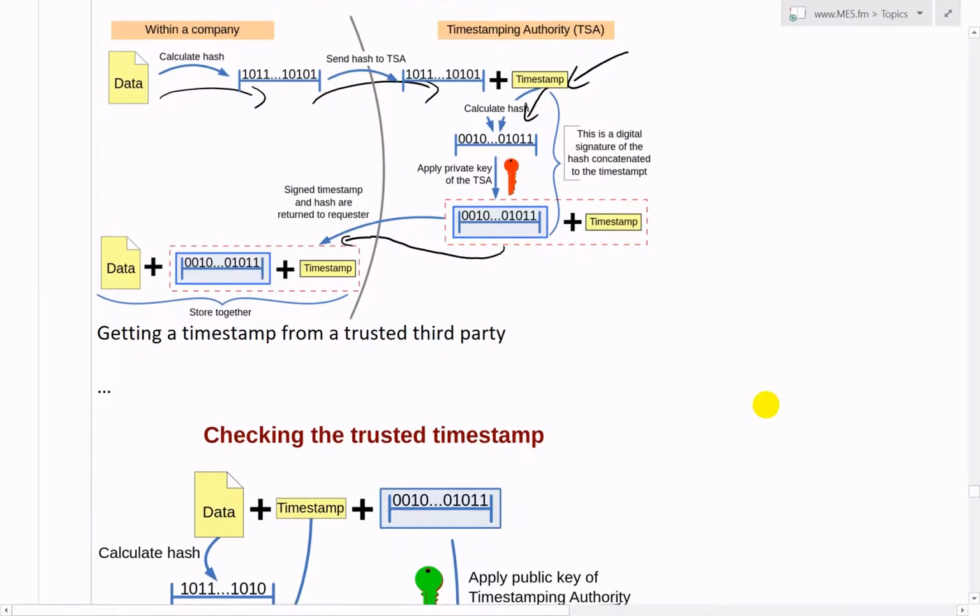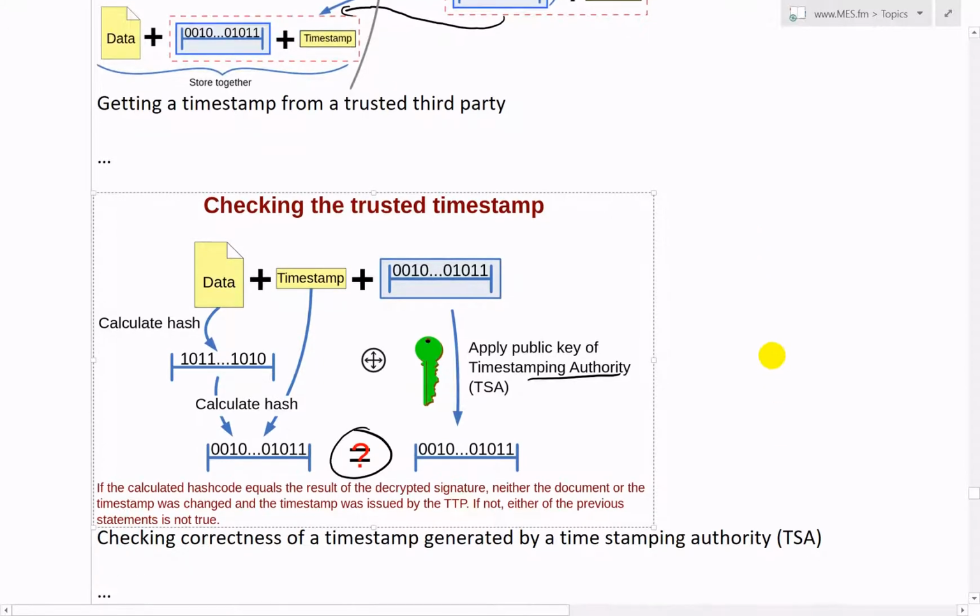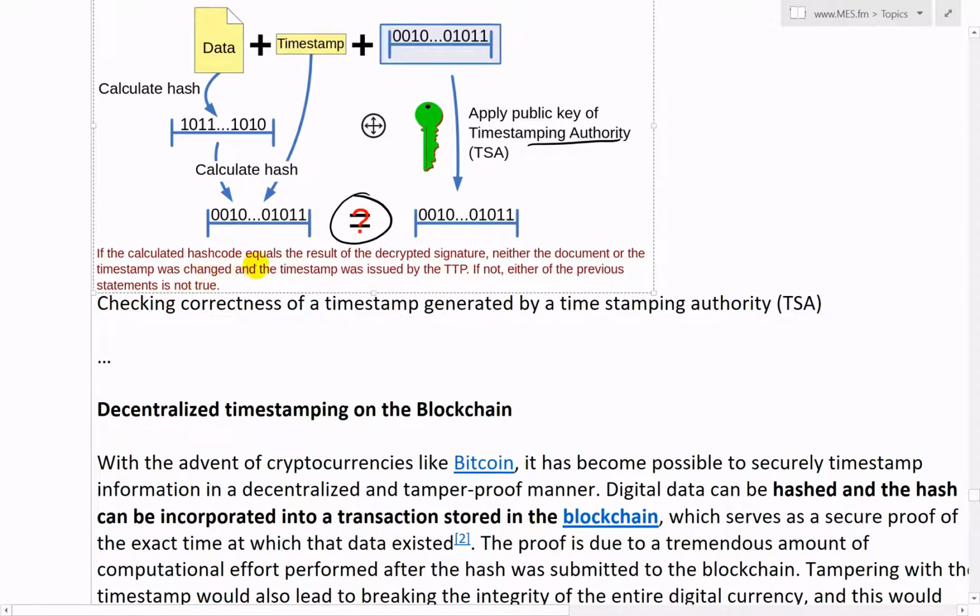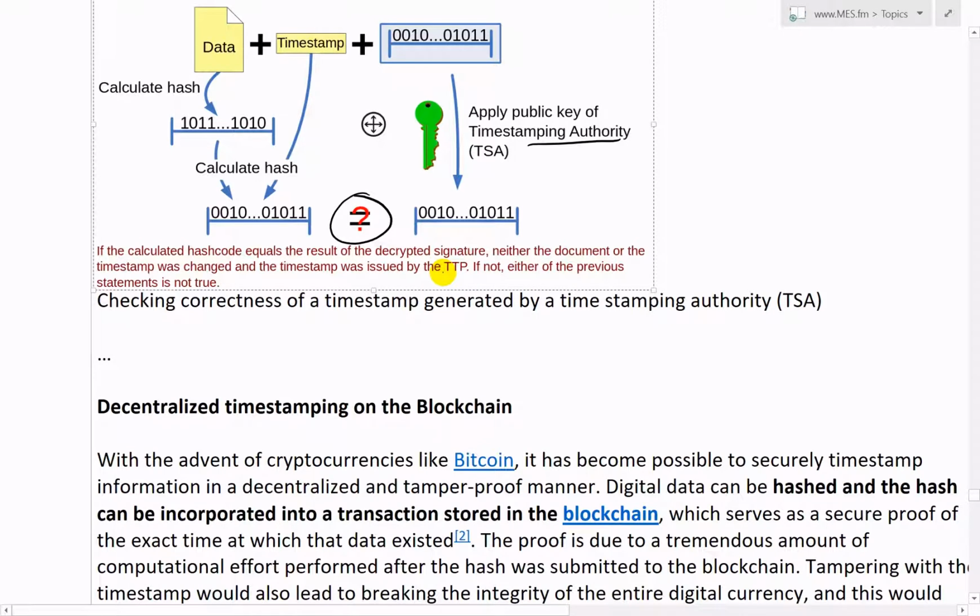So you have the private one in there, it can only be checked with the public one, and then make sure that the data is connected in it as well. So if the calculated hash code equals the result of the decrypted signature, neither the document nor the timestamp was changed, and the timestamp was issued by the TTP, the trusted third party. If not, either of the previous statements is not true. So there's checking correctness of a timestamp generated by a timestamping authority, TSA.